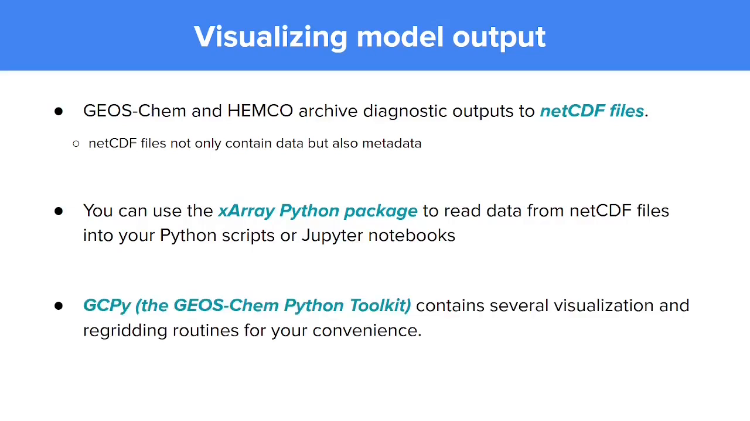And so we have built around xarray and other Python packages GCPy, which is the GEOS-Chem Python toolkit. This is what we use, for example, to generate the benchmark output plots and tables that we use to evaluate how GEOS-Chem is performing. However, it also contains several visualizations and regridding routines for your convenience. So it's an easy way to plot data from GEOS-Chem or HEMCO.